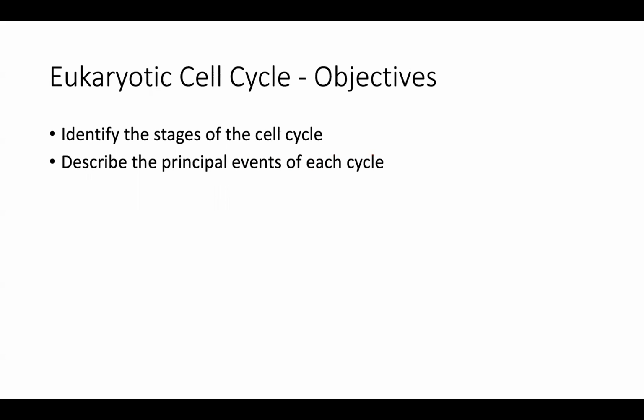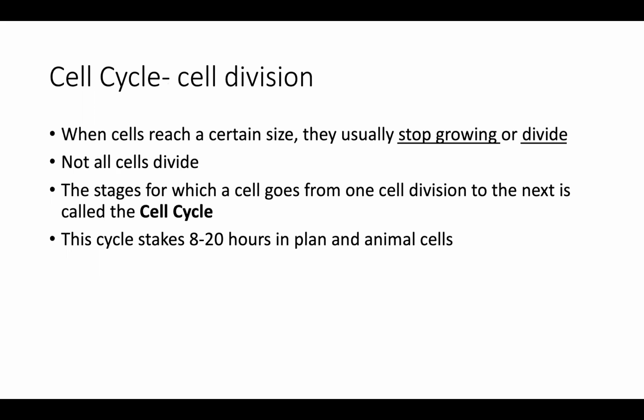So we're looking at a process known as the cell cycle today, the eukaryotic cell cycle. Two things I want you to be able to do about the cell cycle: identify the stages of the cell cycle and describe the principal events of the eukaryotic cell cycle. We're looking at the eukaryotic cell cycle as the first step for generating new cells. This is how we're going to create those somatic cells. That process is known as mitosis. We'll come to it in just a second.